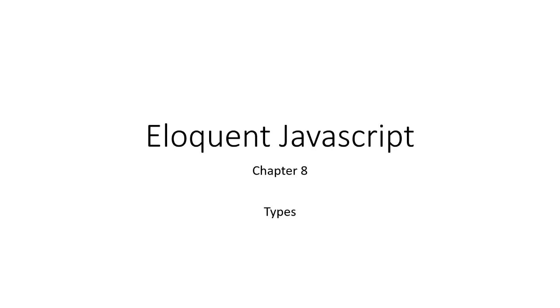My name is Chris, and today we're going to continue along with the book Eloquent JavaScript by Marijn Haverbeke. Talking about Chapter 8, we had just started it a few weeks ago. Bugs and Errors is the title of the chapter. And today we're going to be talking about types.